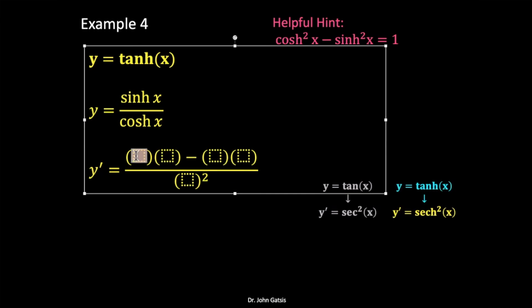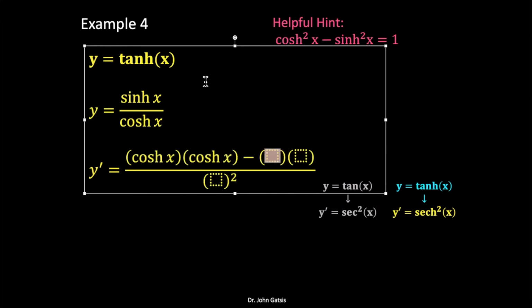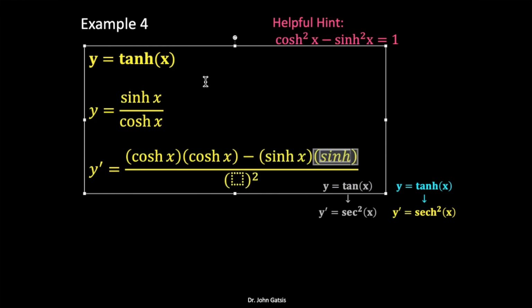Okay. So we'll do the derivative of the top, which is hyperbolic cosine. Then just copy the bottom, which is hyperbolic cosine. Then we'll copy the numerator and take the derivative of the denominator, which is hyperbolic sine. All right. And then over the denominator squared, which is the hyperbolic cosine of x all squared.